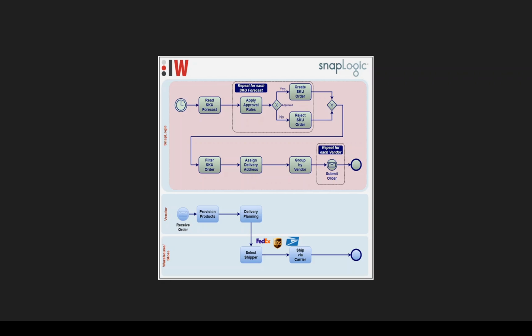Going back to the diagram, we can see how from an idea we came to realization in a short period of time. We started from the diagram and built the pipeline step by step, taking SKU forecasts, applying approval rules, and all the transformations to the data in a fairly straightforward fashion, and then submitting the final orders to each vendor. This was made possible by having the large collection of snaps available, the iOS assistant, and all the other features that SnapLogic has to offer.